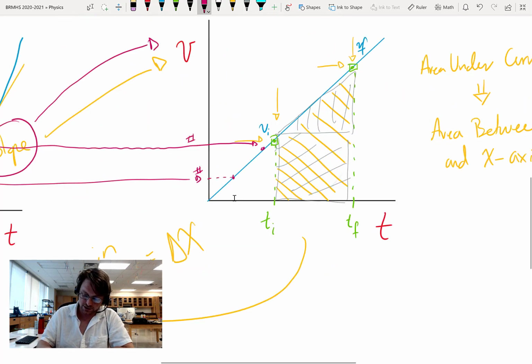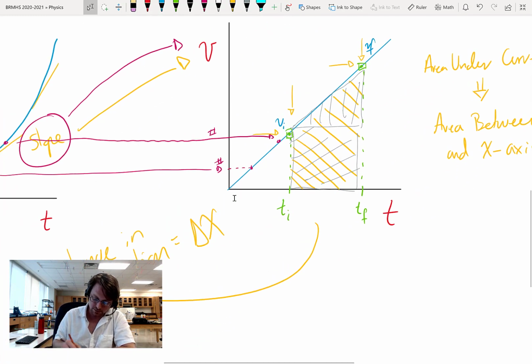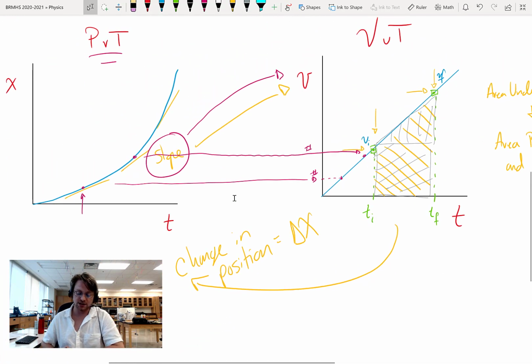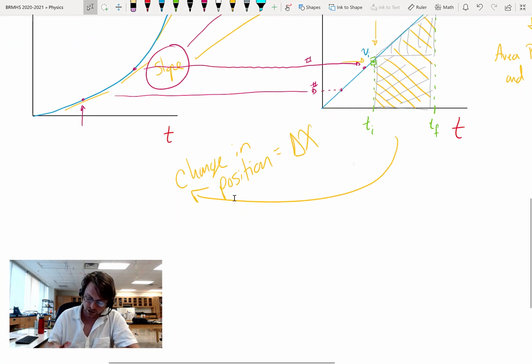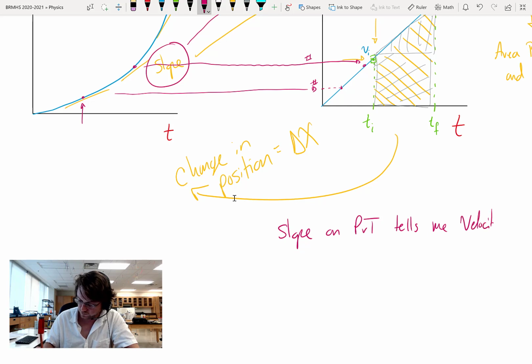If I go to the velocity time graph and I find the area under the curve, that takes me back to position information, and it tells me the change in position. So we can say, let's make it concise and pull it all together. Slope on PVT tells me velocity. If it's a constant slope on a position versus time graph, then that means we're traveling at a constant velocity.